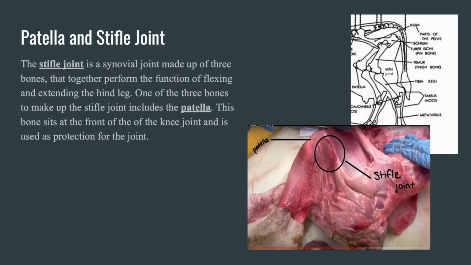We'll be discussing some additional information. So we're beginning with the patella bone and stifle joint. The stifle joint is a synovial joint, which includes lubrication for easy movement, and is held together by three different bones: the femur, the patella, and the tibia. And so it allows for the flexing and extending of the hind leg. One of those bones we talked about is the patella, which is a bone that sits at the front of the knee joint and protects the joint.